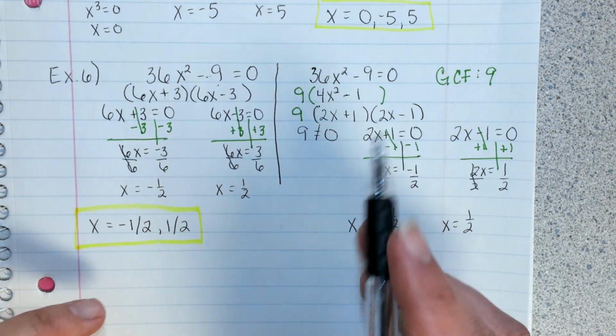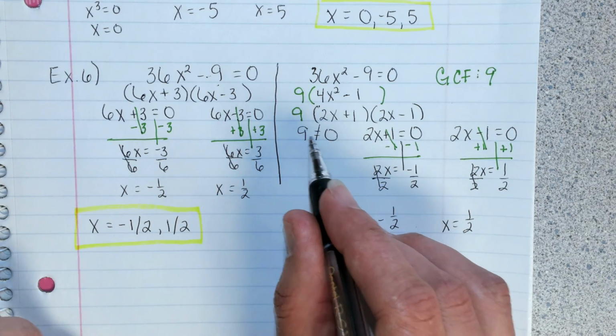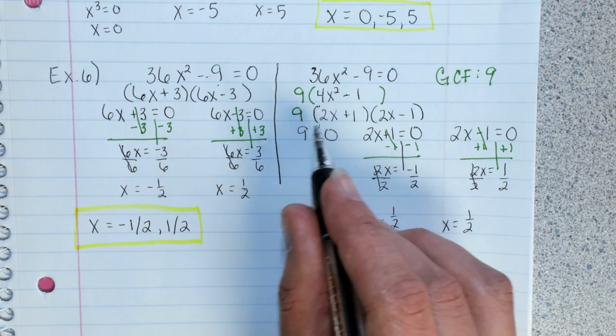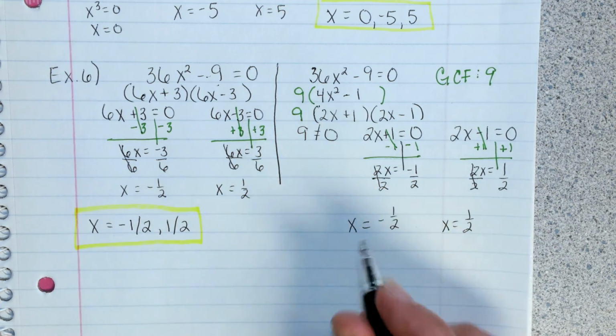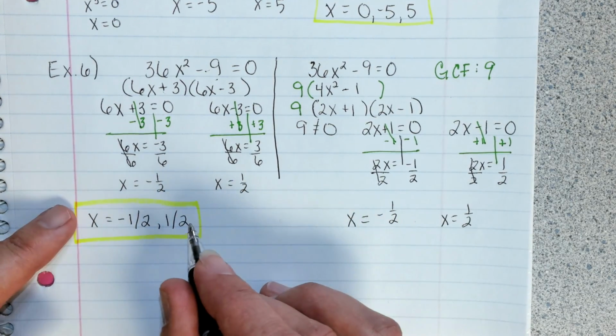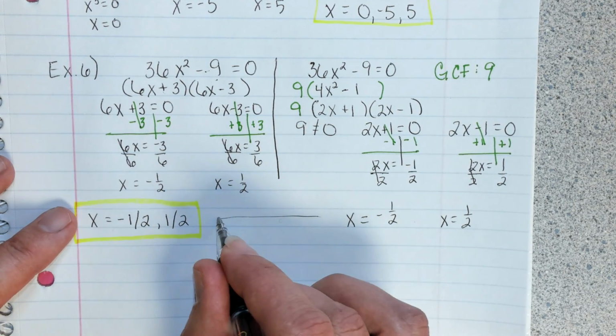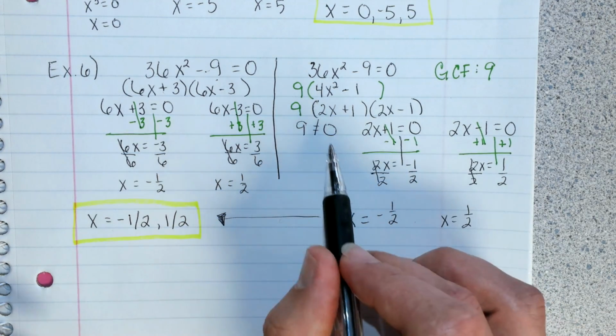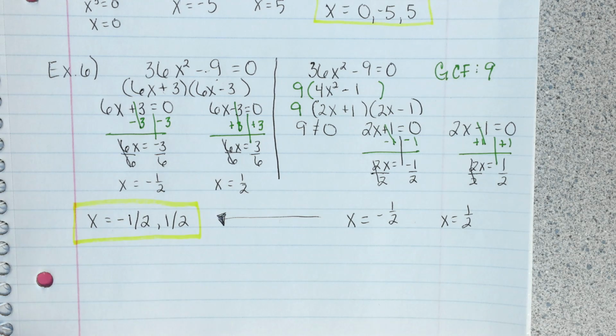So once again, if you ever end up with a number equaling 0, it's not true. 9 does not equal 0, so this will not be part of our answer. So our answer in Canvas will end up being written exactly like this. 9 is not part of the answer because 9 does not equal 0. All right, you guys are now ready to start the homework.